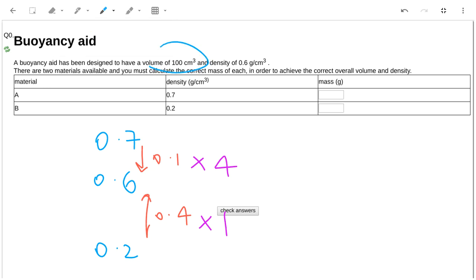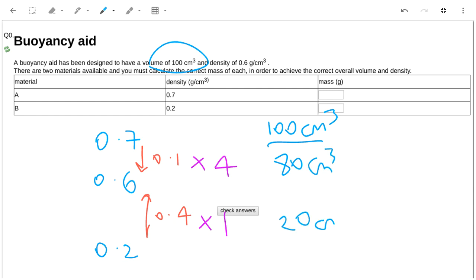Now the amount that I've got to have is 100 centimeters cubed, so this becomes a ratio problem. I'm going to share 100 centimeters cubed in that ratio 4 to 1, so it becomes 80 and 20 centimeters cubed.